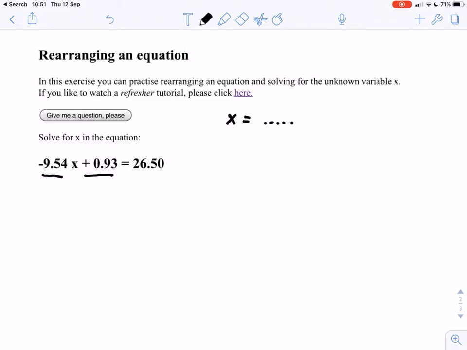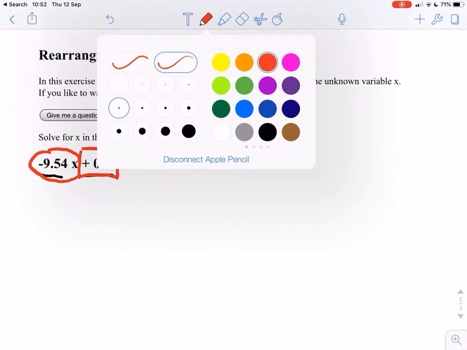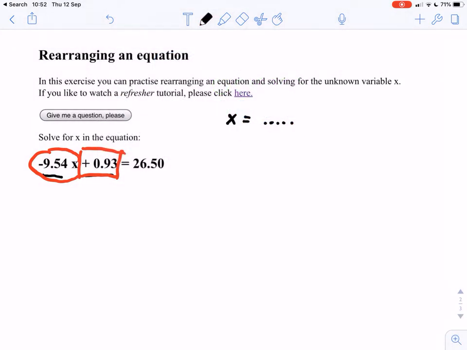First of all, we need to bring everything with x to one side and everything that is not x to the other side. So let's just simply indicate what we are going to deal with. So we have everything with x is this one here, and everything without x, that is this part here of this equation. So what we do, we get started with the things that are without x.